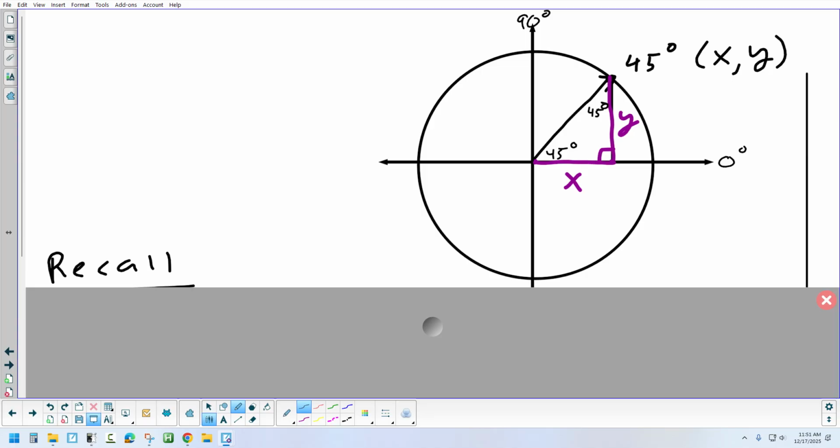Okay, what about the hypotenuse? Do we know the hypotenuse? What is that? The hypotenuse is the line. I think we do. You should know. A squared plus B squared equals C squared.